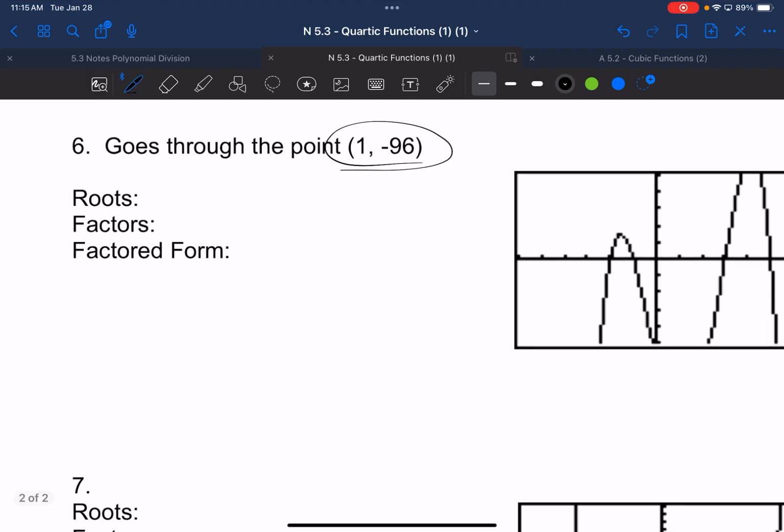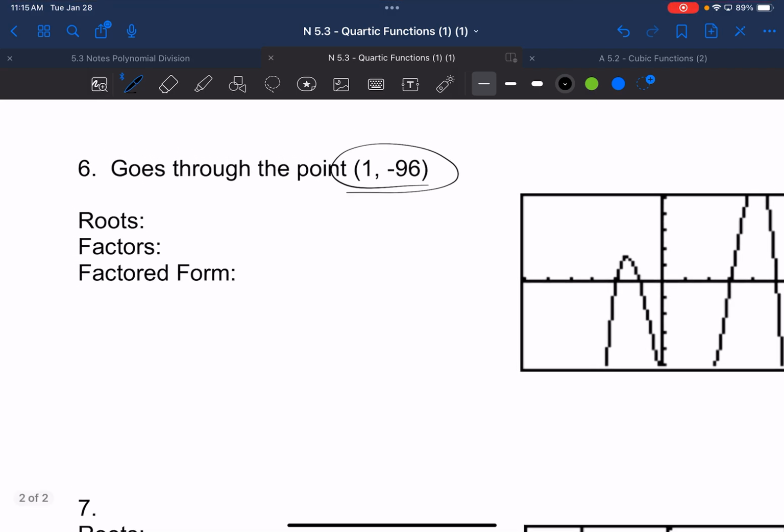All right, looks like most of us have number 6. Can somebody tell me where the roots are on number 6? Good. Okay, so what were our factors then? Good. All right. So then they want it in factored form, easier for us, but they do say it goes through that point there, which means we're going to have to find what?